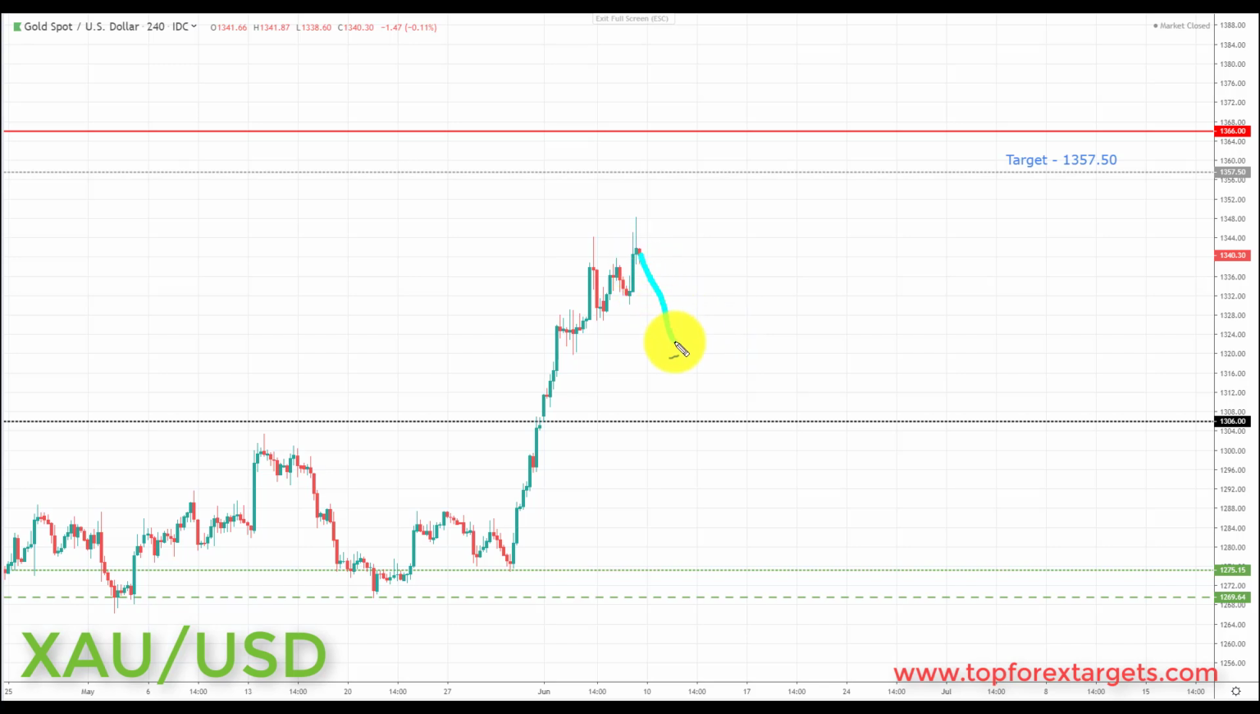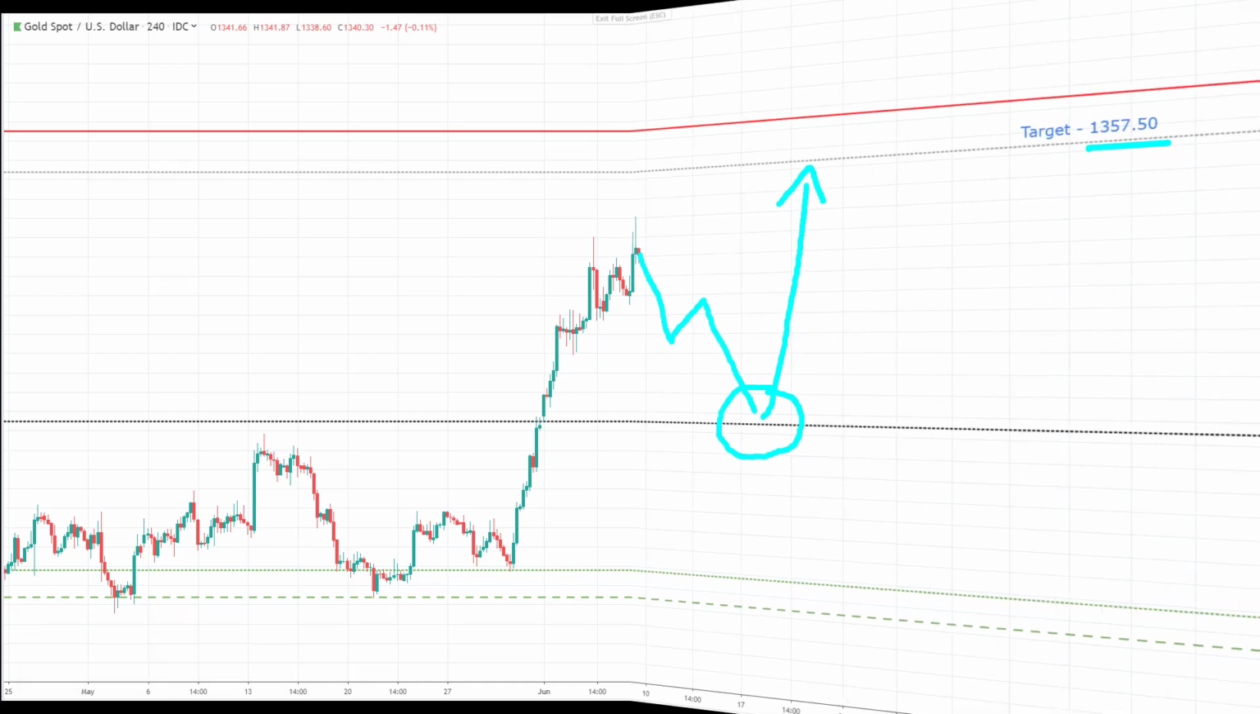If we can get a pullback, and as always, preferably if we can come all the way back and retest broken resistance turning support at 1306.00, this would be the best place in terms of risk reward to start to look for bullish formations and patterns. And if we get the right kind of bullish formations and patterns in gold, we're going to be looking at initiating longs up towards the next key area of resistance to the upside and the target set at 1357.50.